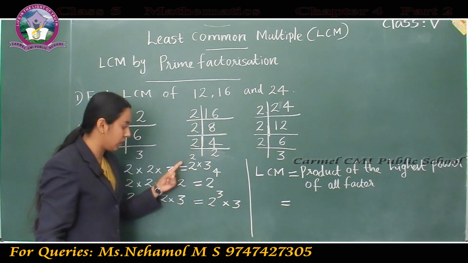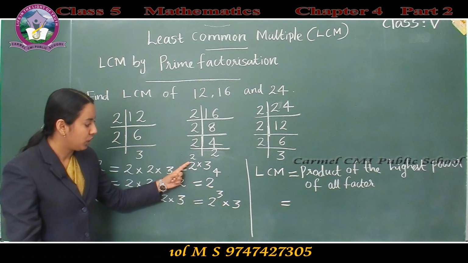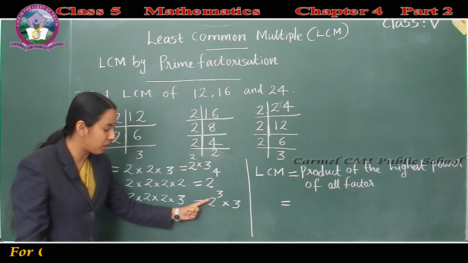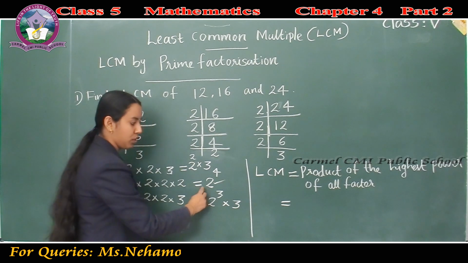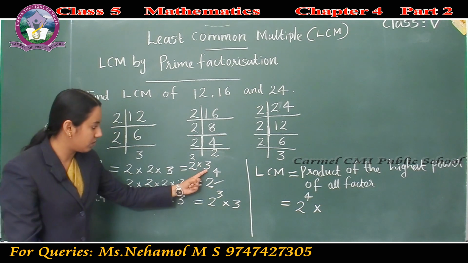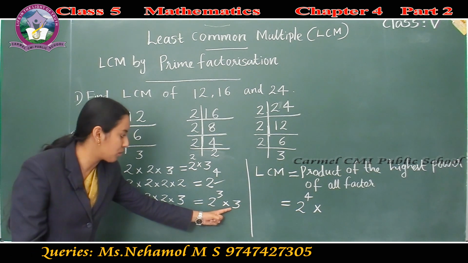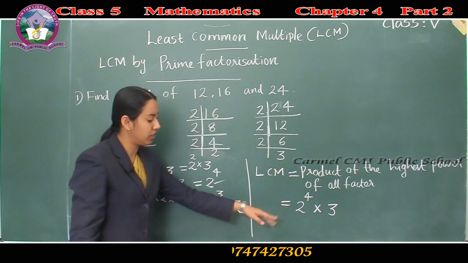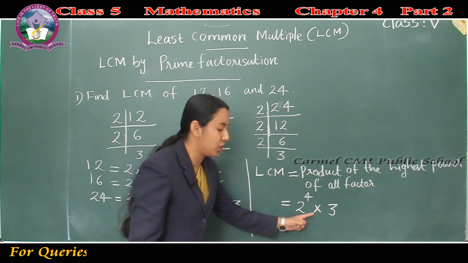First factor is 2. Which is the highest power of 2? Here power of 2 is 2. Here power of 2 is 4. Here power of 2 is 3. The highest power is this one, 4. So 2 raised to 4 into, then next number 3. Here power of 3 is 1 and here also power of 3 is 1. So we have to take 3 only. 3 raised to 1, that is same as 3. Then multiplied: 2 raised to 4 into 3.